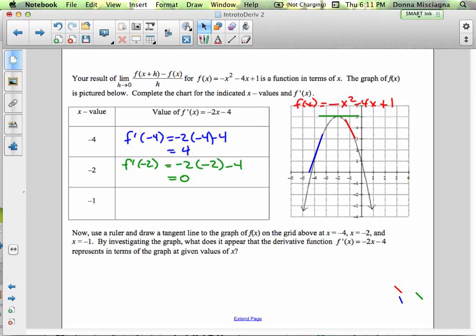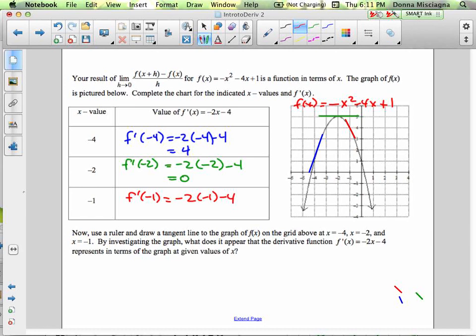And then let's do one more. We got to negative 1, so that's going to be f prime of negative 1. And that's going to be negative 2 times negative 1 minus 4. So that's going to be 2 minus 4, so that's going to be negative 2. Now, compare those values to the tangent lines that we've graphed on the graph there.